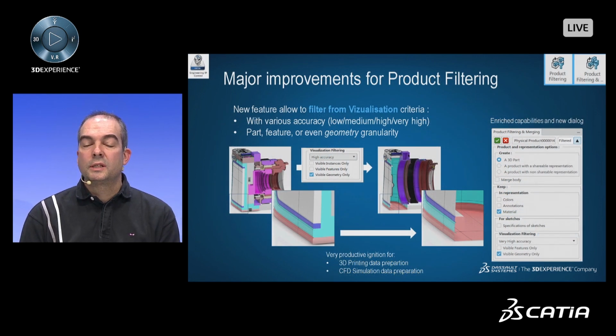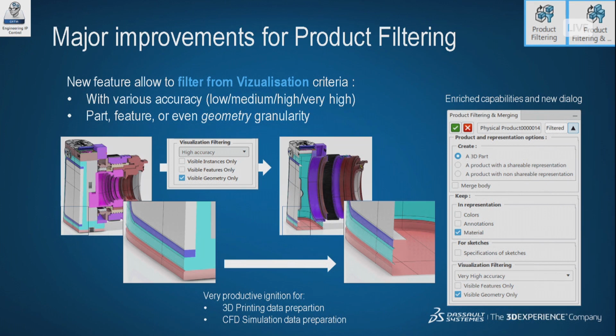So last but not least, as I was mentioning in the introduction of reverse engineering new capability, we've done a major improvement in product filtering. So engineering IP control application is the app you will use if you want to kill some intellectual property to share data with people that don't need to have the whole truth or the whole knowledge of your data. And here now we've been introducing a visualization filter for this capability.